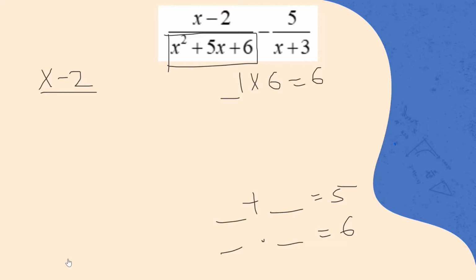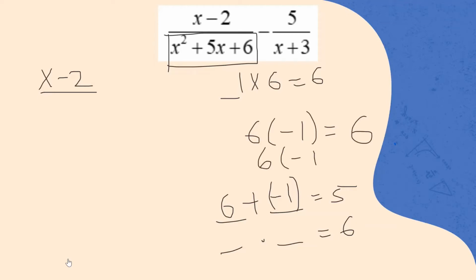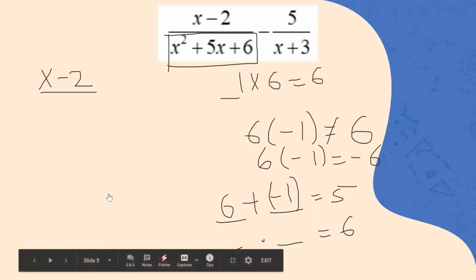How can you make them add to 5 with some modifications? 6 minus 1. Yeah, 6 minus 1 is the same thing if you do it that way. So 6 minus 1 does give you 5. However, 6 times 1, that is not positive 6. 6 times negative 1 is actually negative 6, so that is not equal to positive 6, which is why you cannot use that.